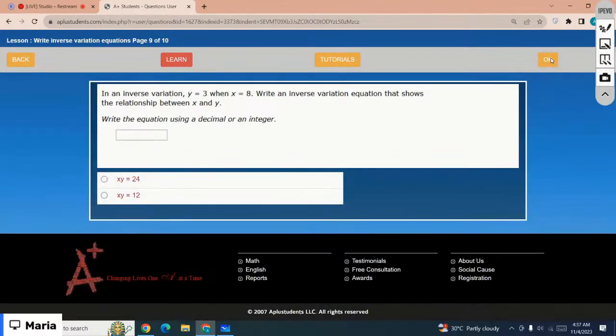In an inverse variation, y equals 3 when x equals 8. Write the inverse variation equation that shows the relationship between x and y. So, which is the correct option? Yes, it is xy equals 24. Option number 1 is the correct option. Got it?